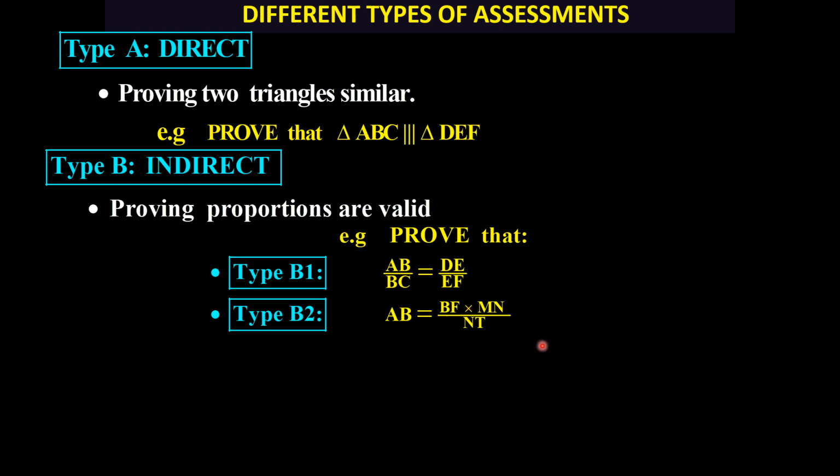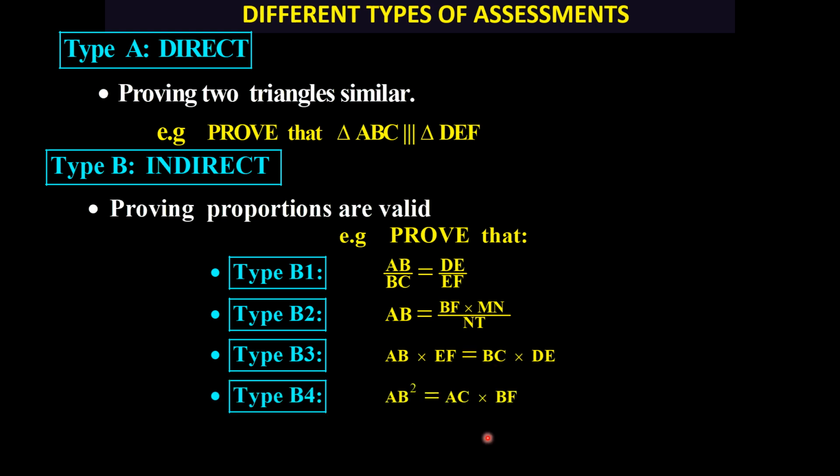Let's look at the next one. Here we just have the proportion written in a different way. I've just taken maybe the BC on the other side. Then we have a third type where we actually have a product involved, not a quotient. And then we have another one where we have AB squared. Maybe I could have had AB times AB here, and AB times AB is AB squared. So they all basically mean prove two triangles are similar, because once they're similar, you can get the proportion. This is just another way in which the proportion statement has been written.